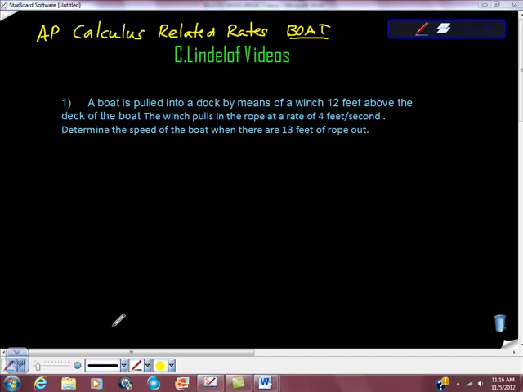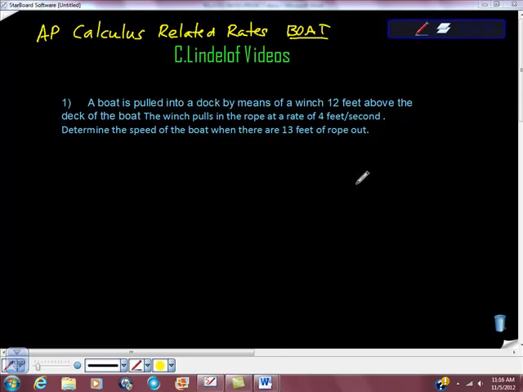AP Calculus AB related rates problem. A boat is pulled into a dock by means of a winch 12 feet above the deck of a boat. The winch pulls in the rope at a rate of 4 feet per second. Determine the speed of the boat when there are 13 feet of rope out.